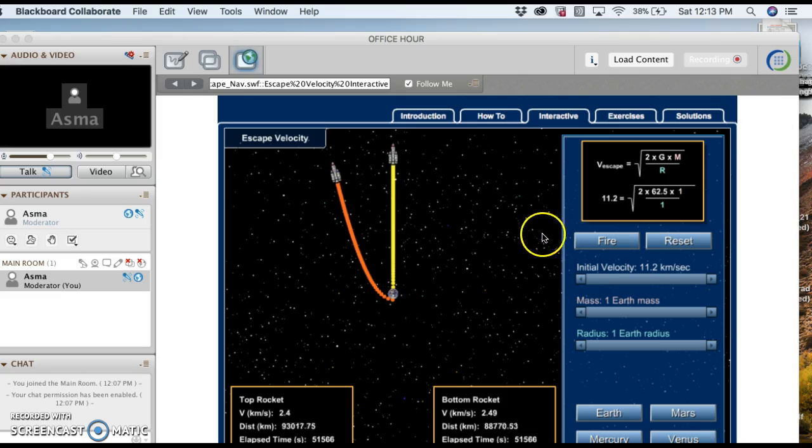It depends on the mass of the Earth and the radius. Thank you very much, and I hope that this is going to be useful.